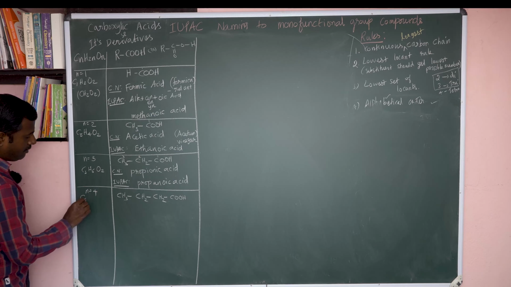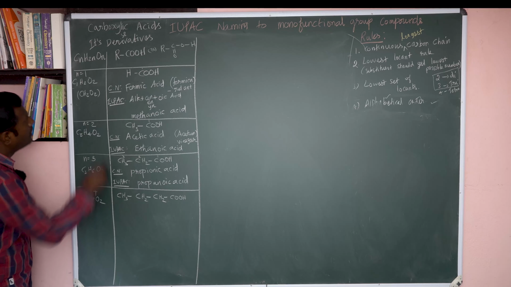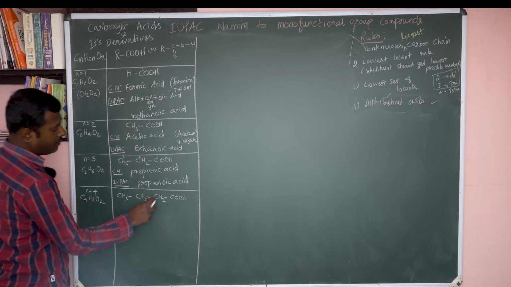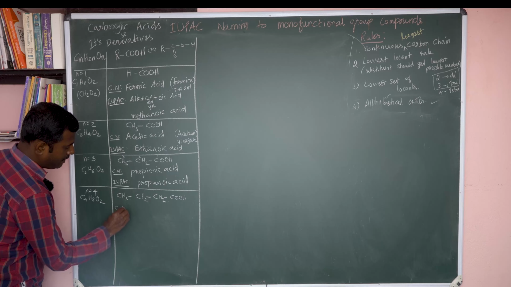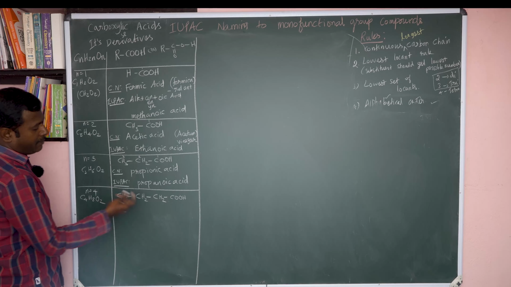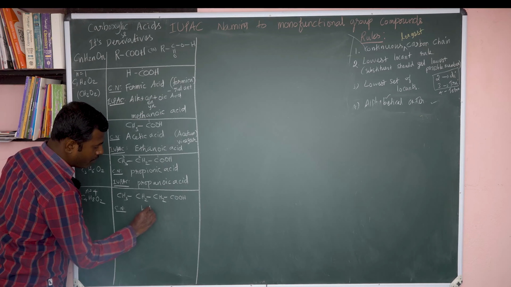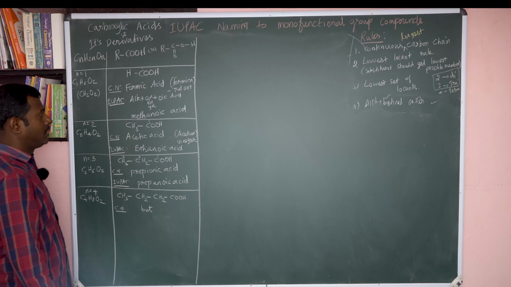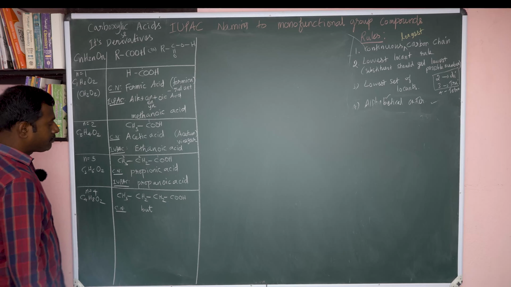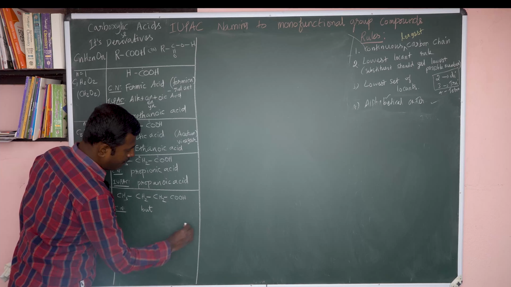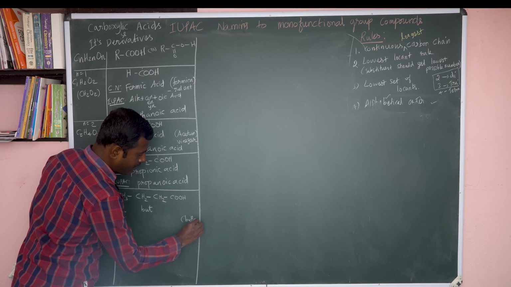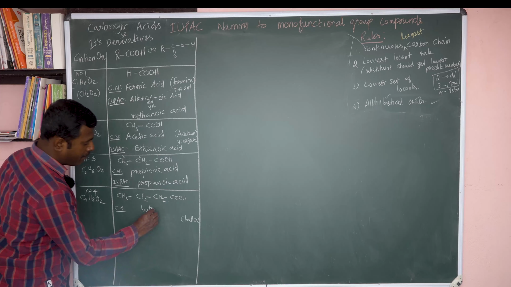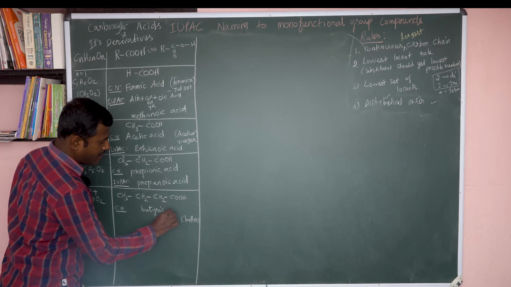C4H8O2. The general formula is CnH2nO2. So this is the acid that contains 4 carbon atoms, and its common name is based on the source, since it is present in butter. So since it is present in butter, butyric acid.